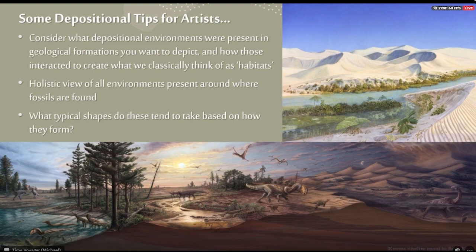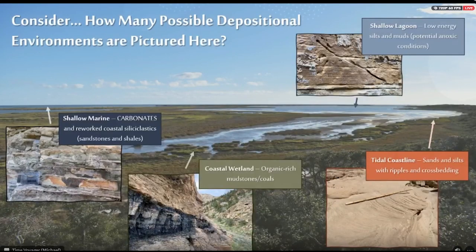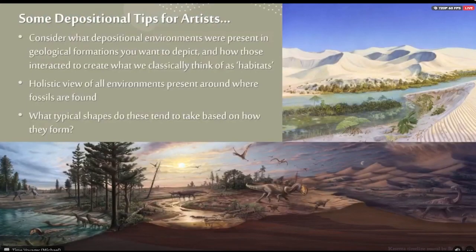Consider when you're doing art, what depositional environments were present in the geological formations you want to depict, and how those interacted to create what we think of as habitats. These are all habitats in a way, but the way we define them is really based on deposition. So you've got to think about it from that perspective. Take a more holistic view of all the environments present around where fossils are found when you're trying to consider how the background of your piece should look. What typical shapes do these tend to take based on how they form and all of that fun stuff.